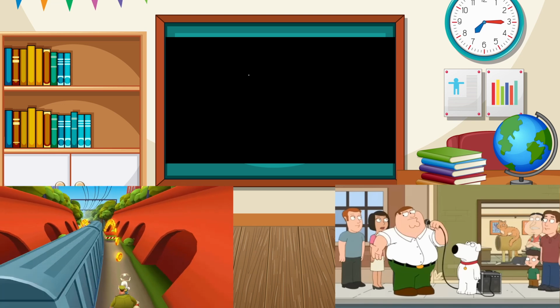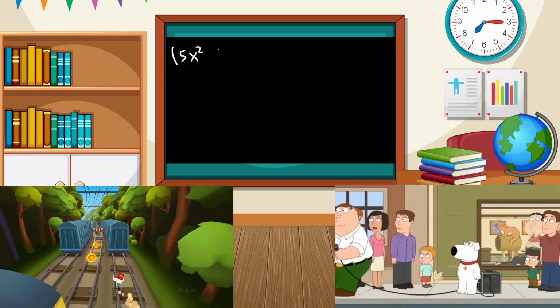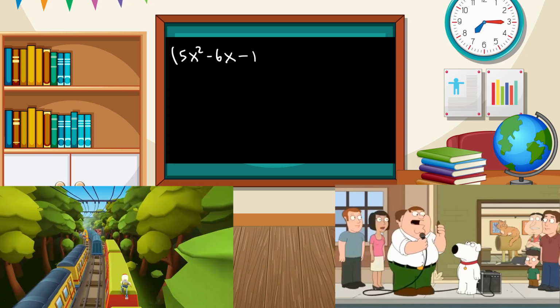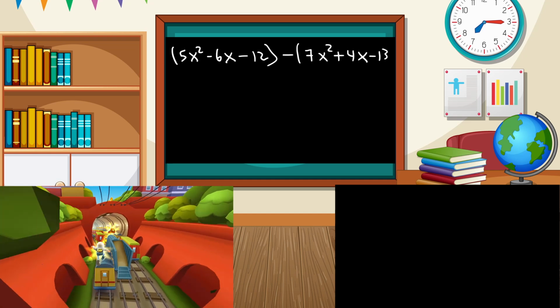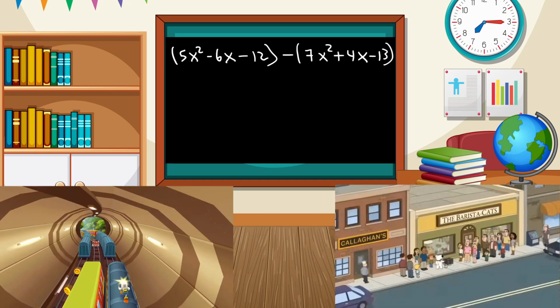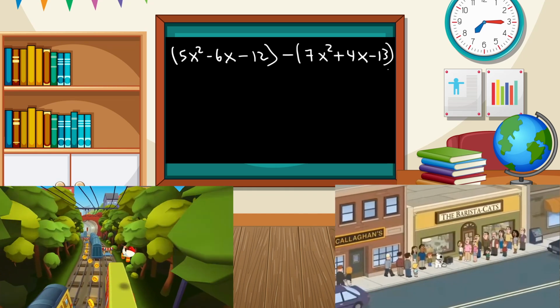Now what about subtracting two trinomials? Let's say we have 5x squared minus 6x minus 12, and then minus 7x squared plus 4x minus 13. What do you think we need to do here? Take a minute and try this example. Feel free to pause the video as you work on it.